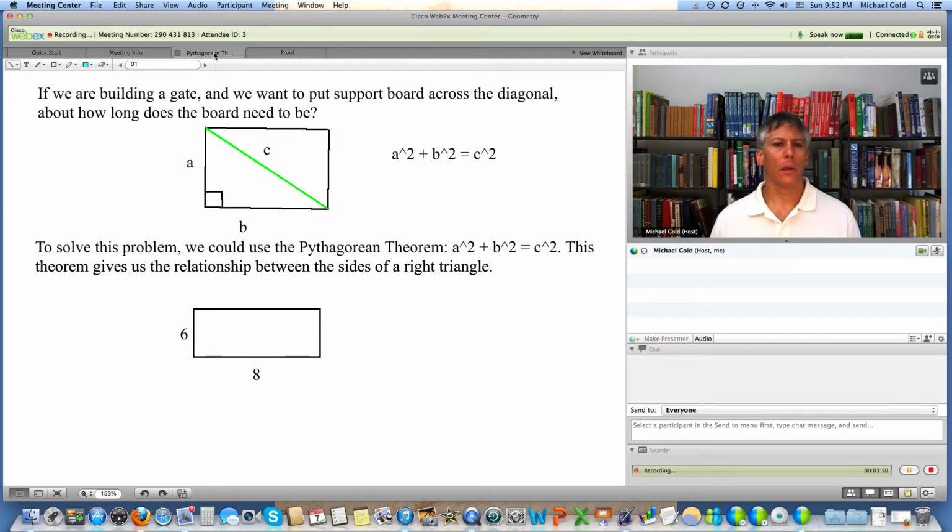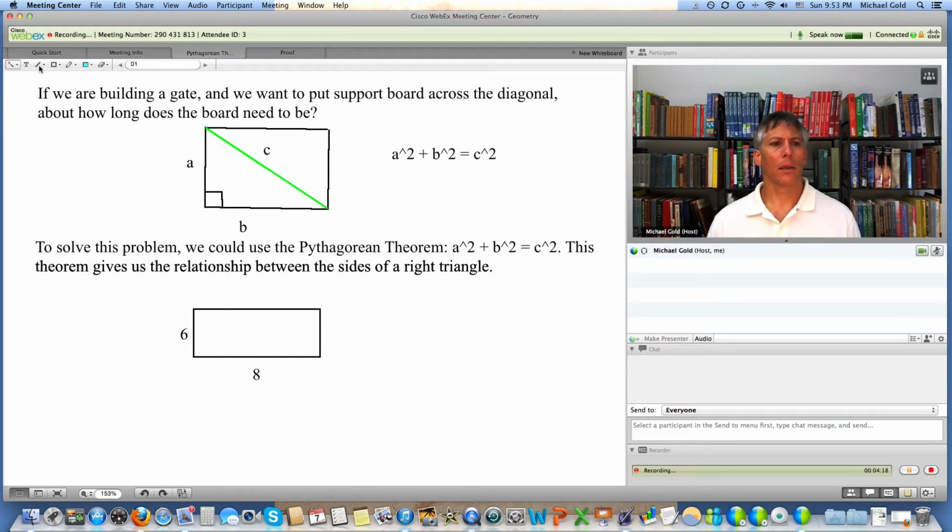Now let's work through a quick, basic example of how it's used. Let's put some numbers to this. We've got a gate that's 6 feet by 8 feet, and we want a support board. We might need to cut some of the corners of the board off to fit as we want, just a little bit, but this will be about how long the board needs to be.